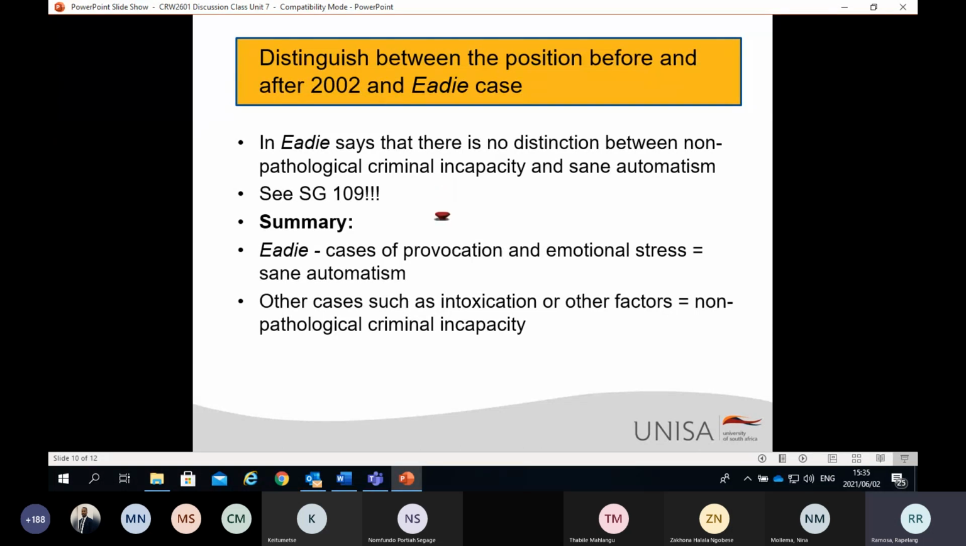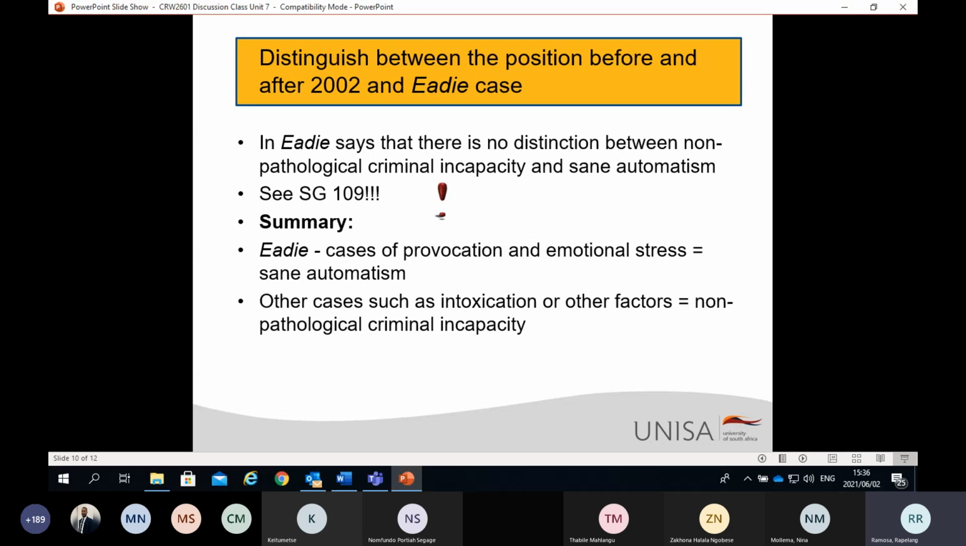ED is a very important case for you to understand, in the sense that the court said that cases of provocation and emotional stress should be treated as cases of sane automatism. And as we know, as we have covered before, people don't succeed easily with defenses of sane automatism. It is very, very difficult for you to allege that you could not control your own bodily movements when you committed the criminal act, especially if we're talking about provocation and or emotional stress.